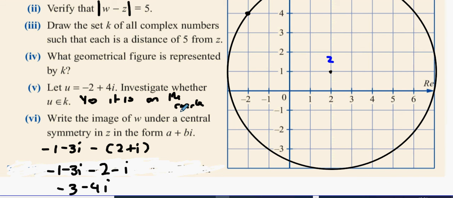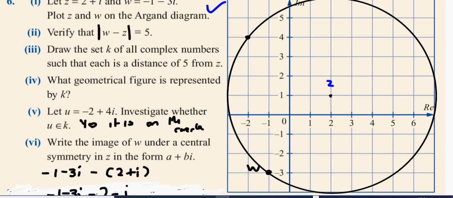Okay? Now, write the image of W under central symmetry in Z. Now, W was located, is that W? Or this one's W? Thanks. Now, you have to do central symmetry in Z, which means you go to Z and you go out the exact same amount out the other side. So you go to Z, and then you go out the same amount out the other side.